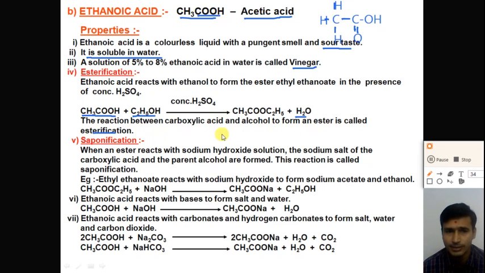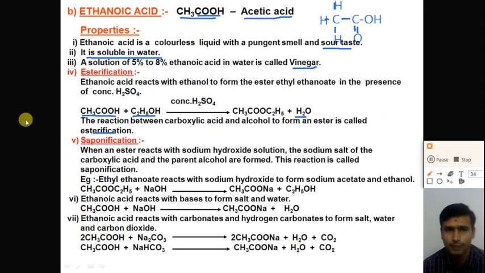So what do you mean by esterification? The reaction between a carboxylic acid and an alcohol to form an ester is called esterification. For example, the carboxylic acid ethanoic acid reacts with ethanol in the presence of concentrated H2SO4 and forms the ester ethyl ethanoate, CH3COOC2H5. So the reaction between a carboxylic acid and an alcohol to form an ester is called esterification.